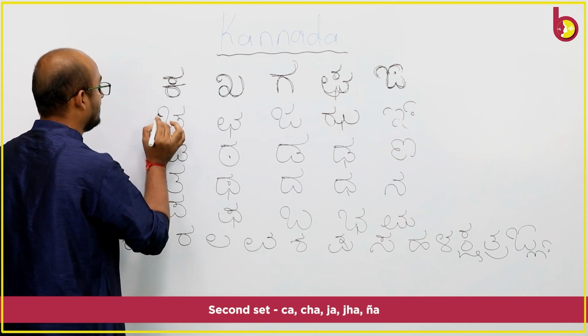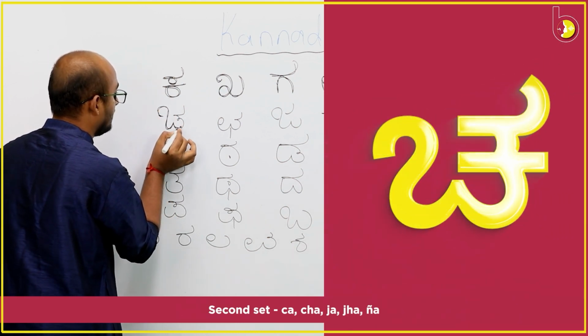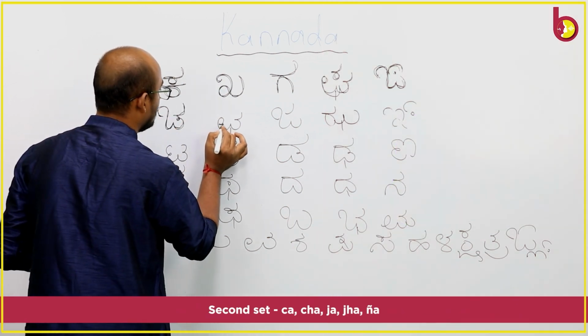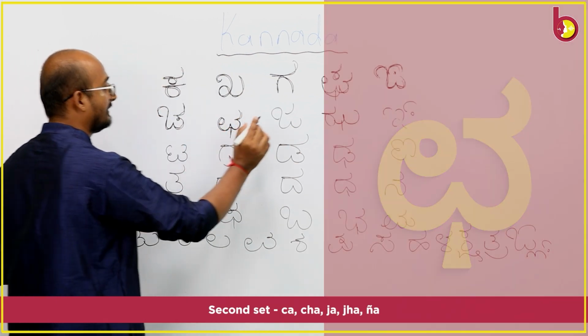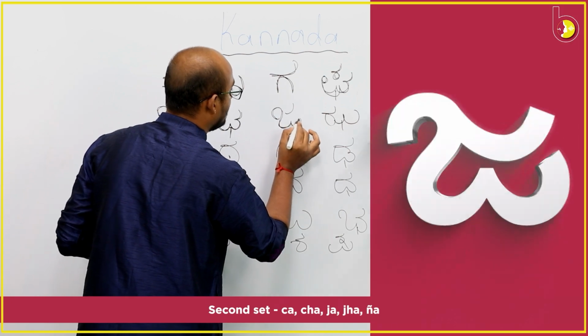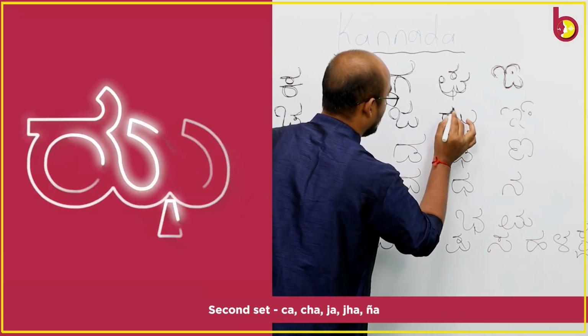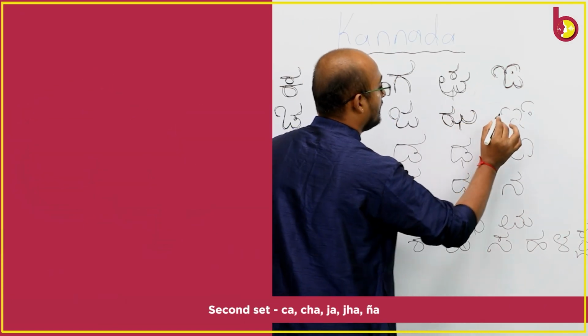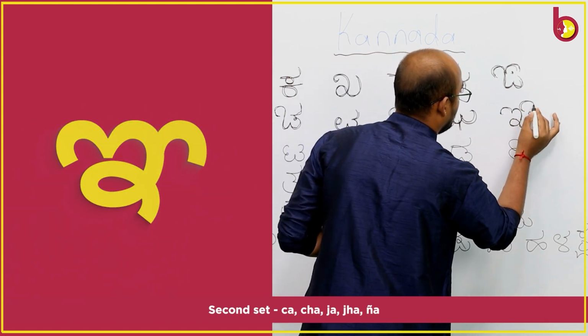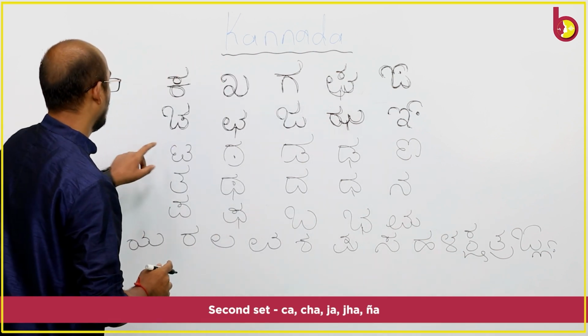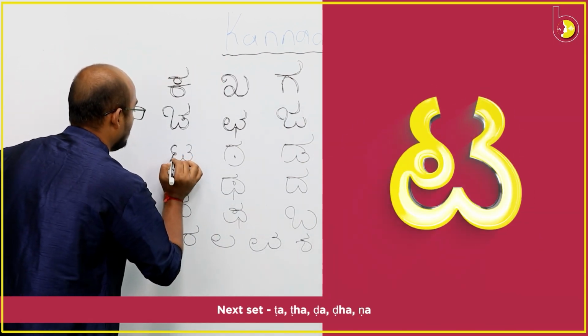And the second one, cha. Second line is cha, chha, ja, jha, nya. And the next one, ta, tha.